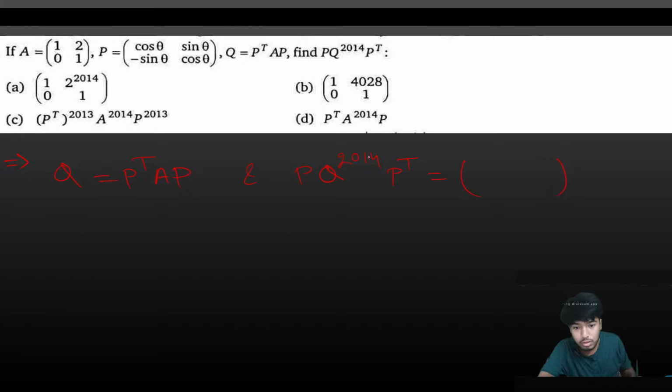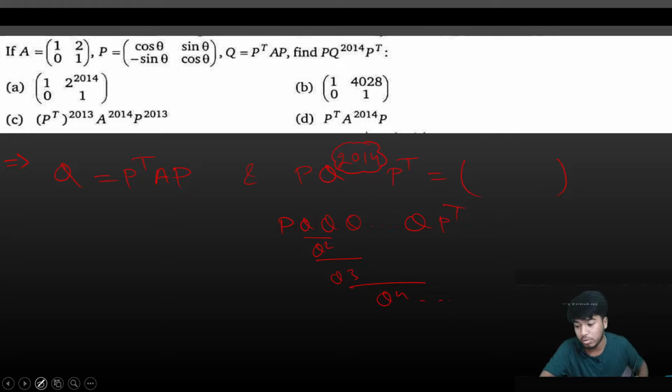So now first, there is a power 2014, so we can't multiply Q by P transpose. First multiply Q by Q to get Q square, then Q by Q to get Q cube, then Q4. This is a long process, so we can't solve this way.